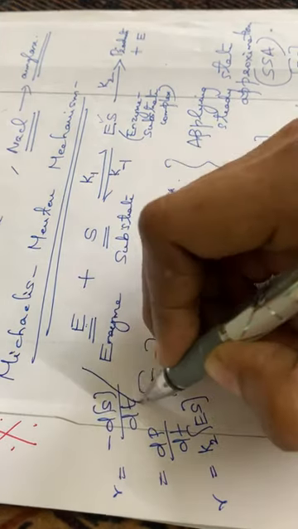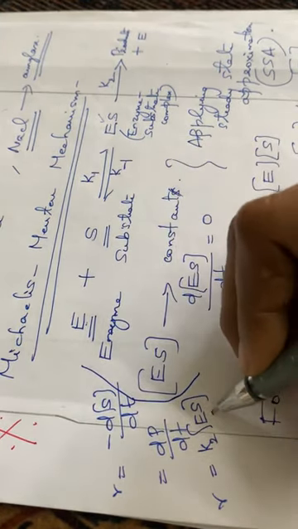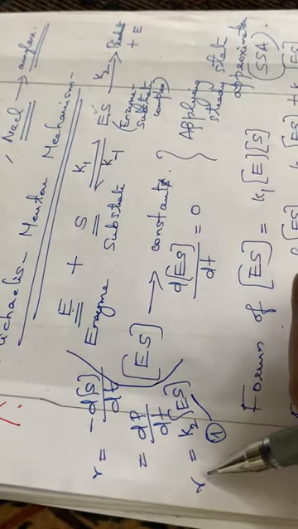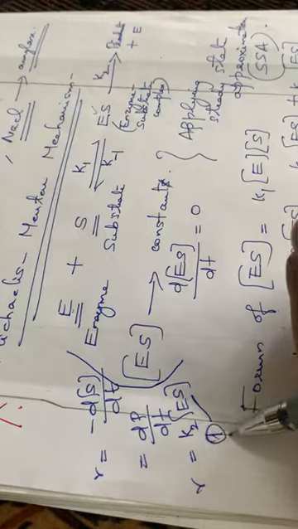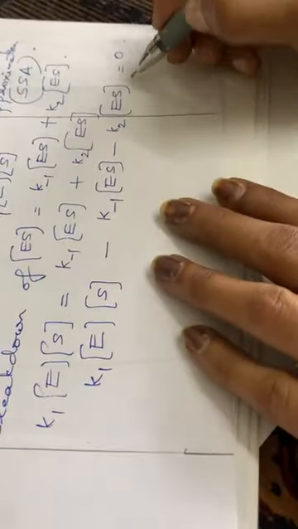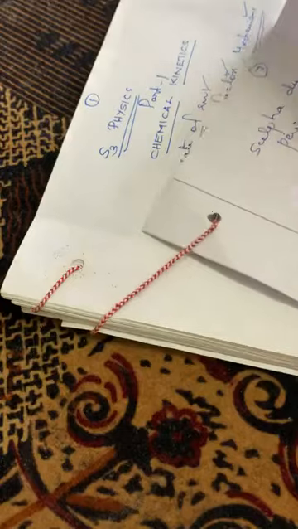So rate is equal to K2 into ES. That is the first equation. You have to write it as the first step. Rate is equal to K2 into ES, that is equation number 1. Then you have to put the earlier equation as equation number 2. I will write the two equations once again.